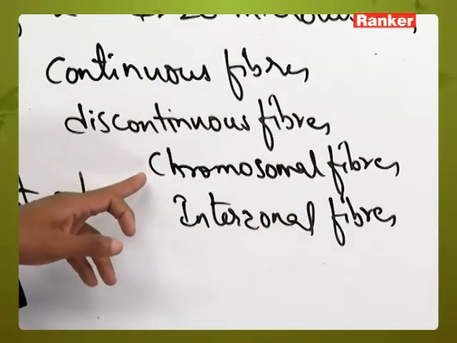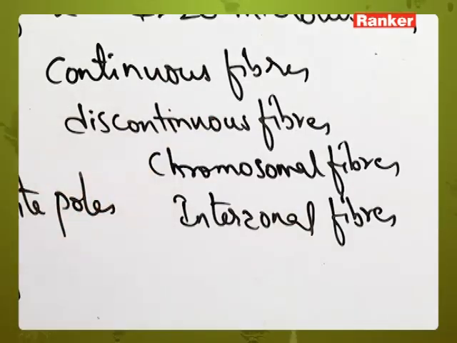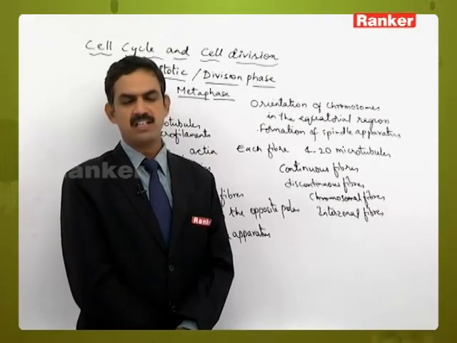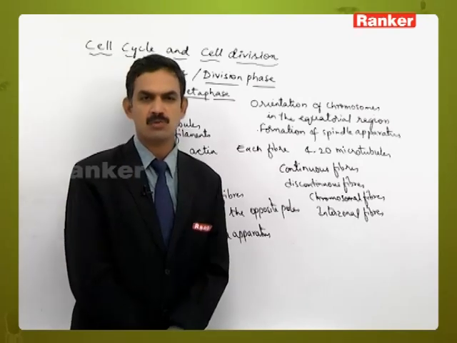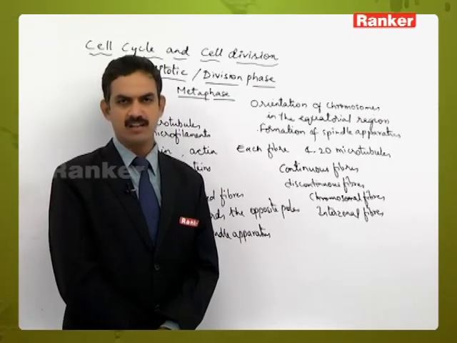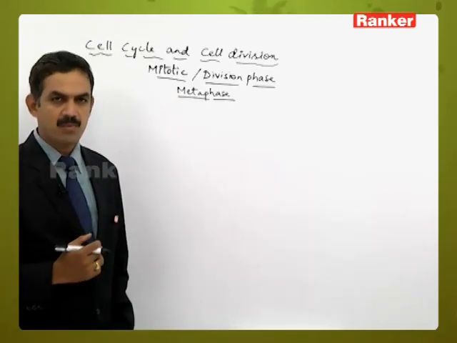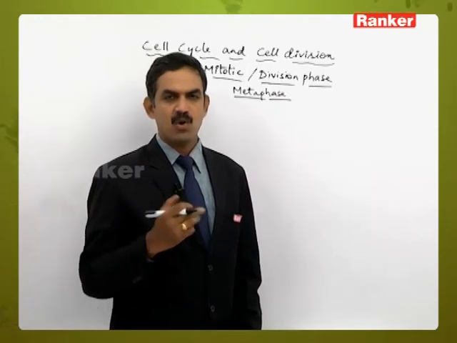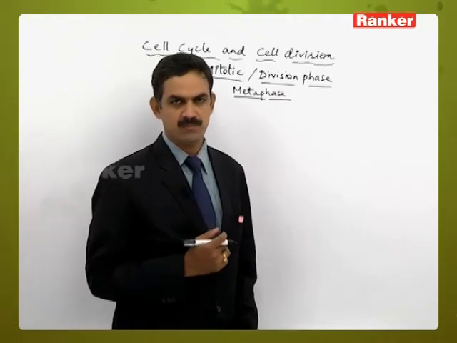Here the chromosomes are attached because of the chromosomal fibers and also the interzonal fibers, mainly because of the chromosomal fibers, as chromosomes are organized on the equatorial plate in the equatorial region. And the spindle fibers have a negative charge towards the poles and a positive charge towards the center.